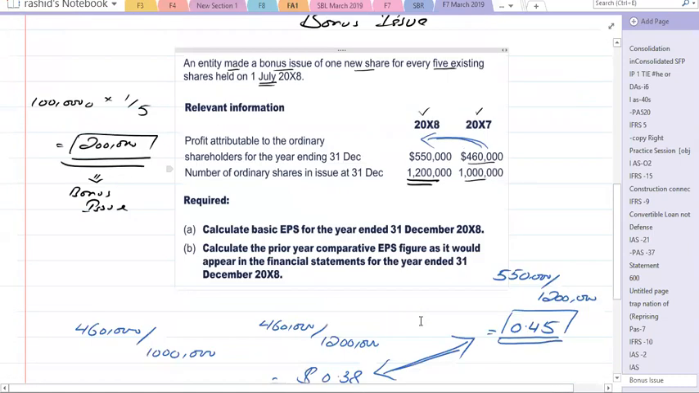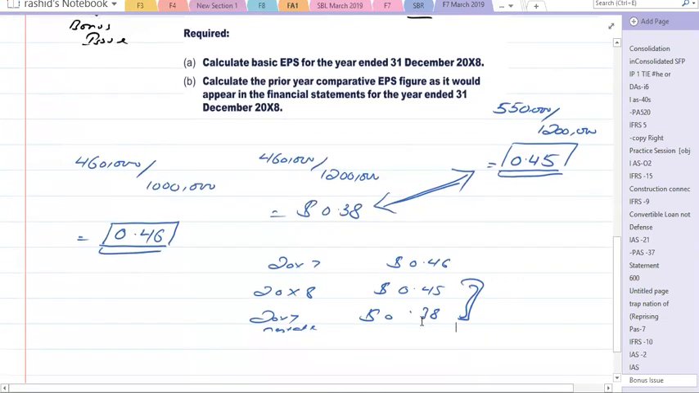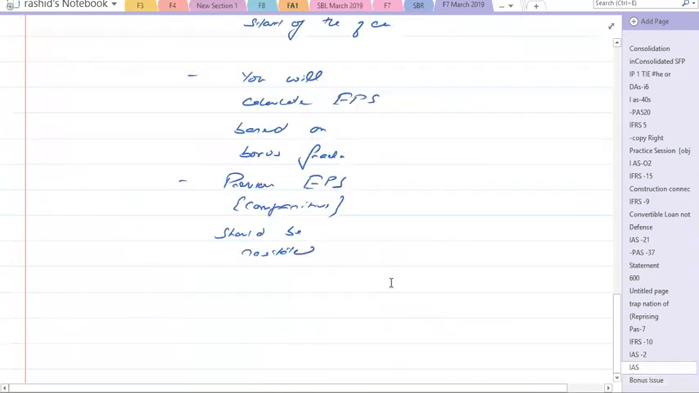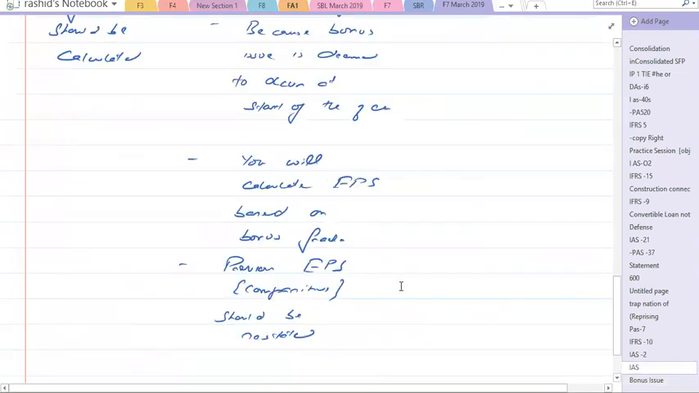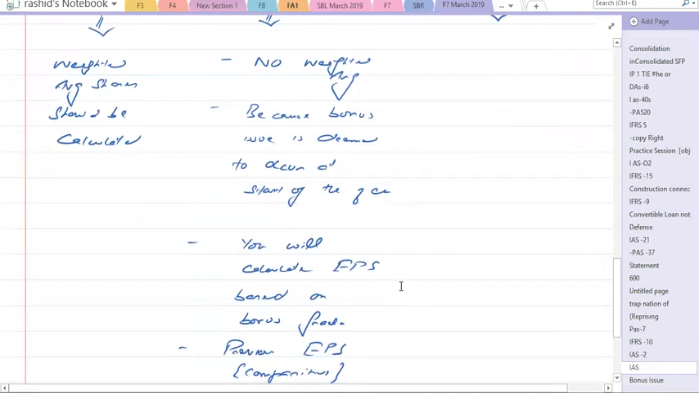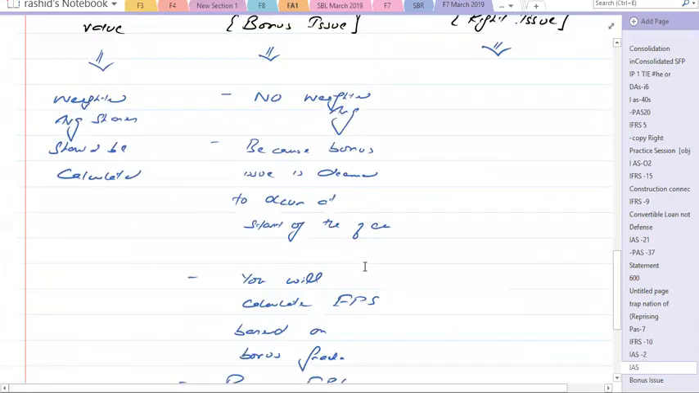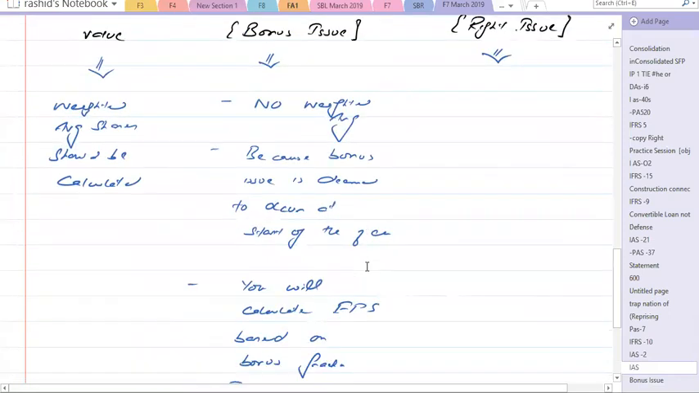This is how you're going to calculate the bonus issue. If you're not restating the previous figure, it will be deemed that there is actually a drop in the EPS. That is why I was saying no weighted average shares should be calculated, because a bonus issue is deemed to occur at the start of the year, and you will calculate the EPS based on the bonus fraction. Previous EPS, that means the comparative, should be restated as well.